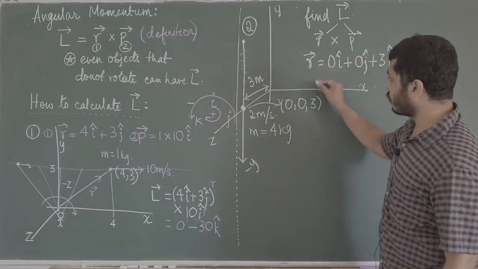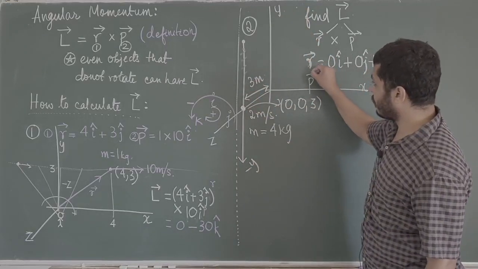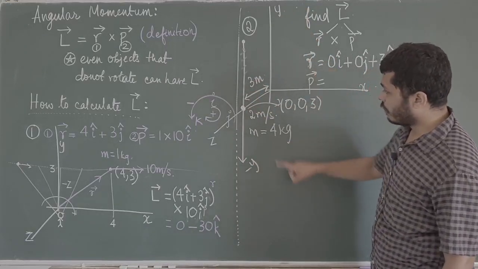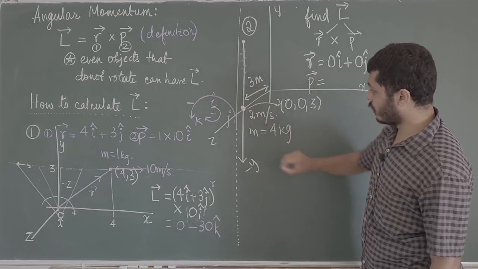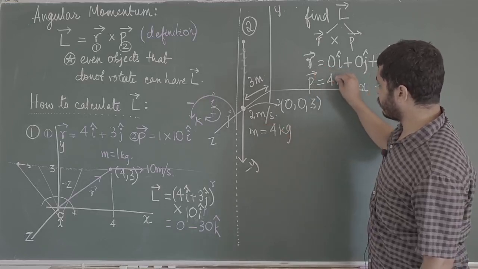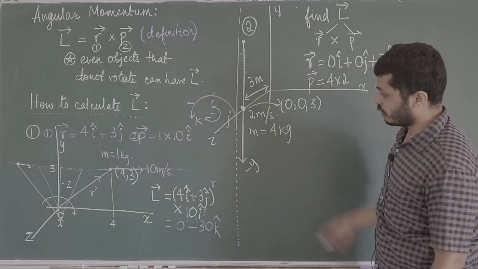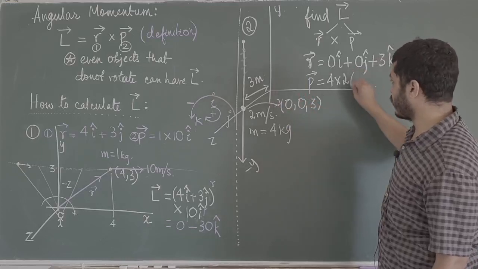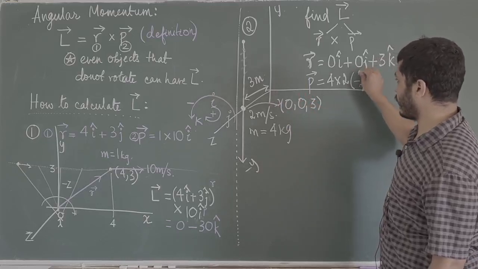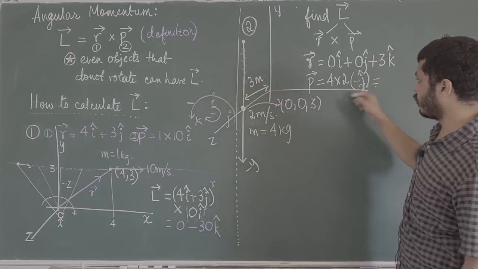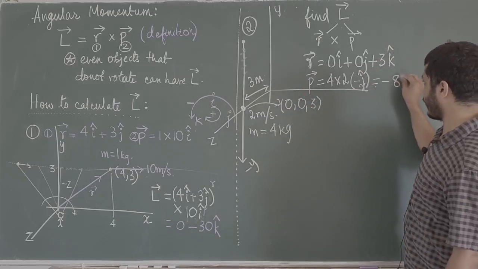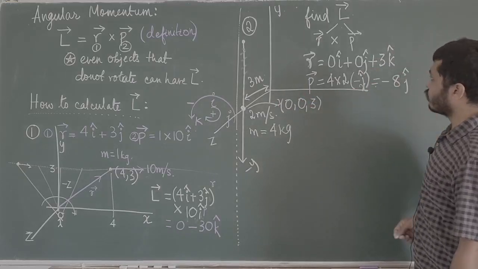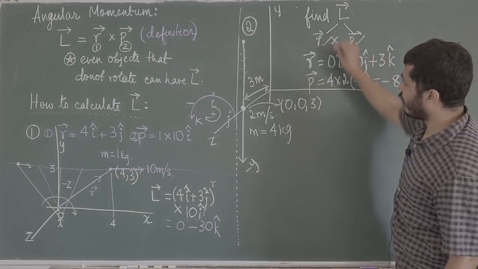So you will write your momentum over here. You will write your p vector as mass into velocity. So that is 4 times 2. But what is the direction? The direction is minus y, so the direction is minus j cap. So you will simply write 4 2s are 8, minus 8 j cap. So we have both, we have p, we have r.